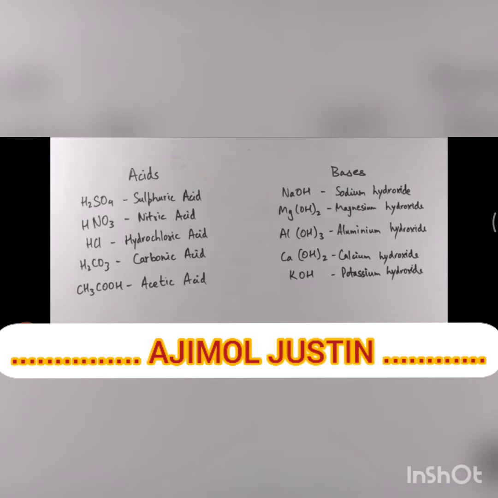Now names of certain bases are NaOH, sodium hydroxide; Mg(OH)2, magnesium hydroxide; Al(OH)3, aluminium hydroxide; Ca(OH)2, calcium hydroxide; KOH, potassium hydroxide.